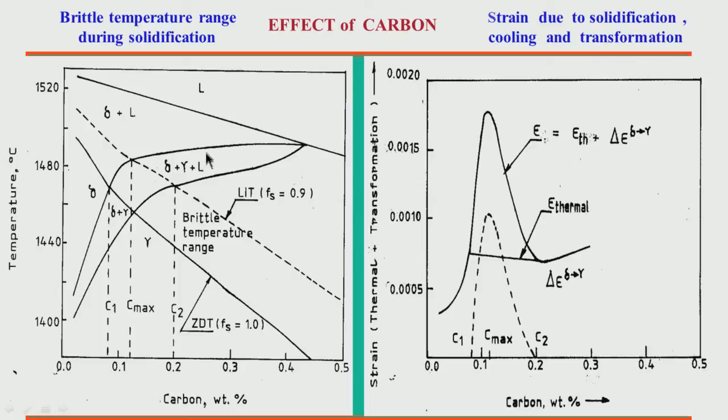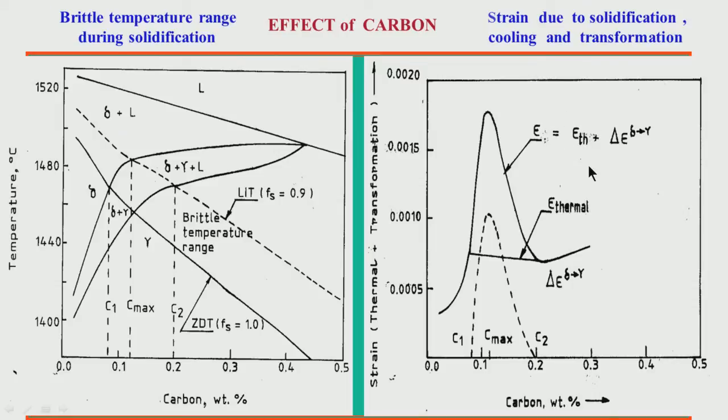In this diagram we had plotted the brittle temperature range during solidification. How is it changing with carbon concentration? So, now we are actually plotting the strain. I have told you the shrinkage strain is a combination of 2 or 3 things. One is the thermal strain.